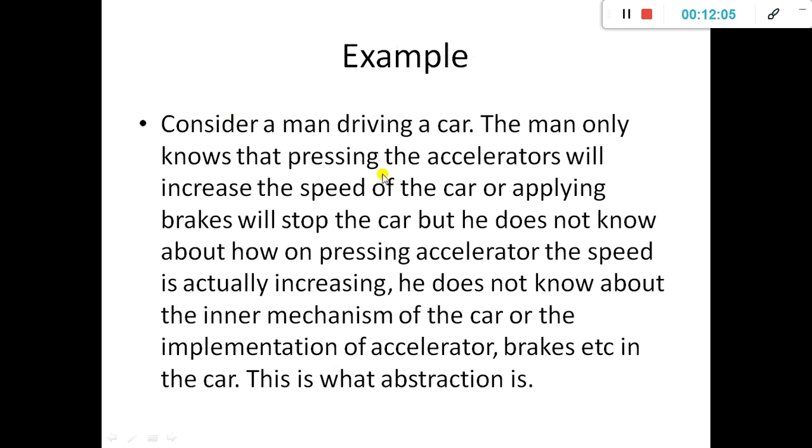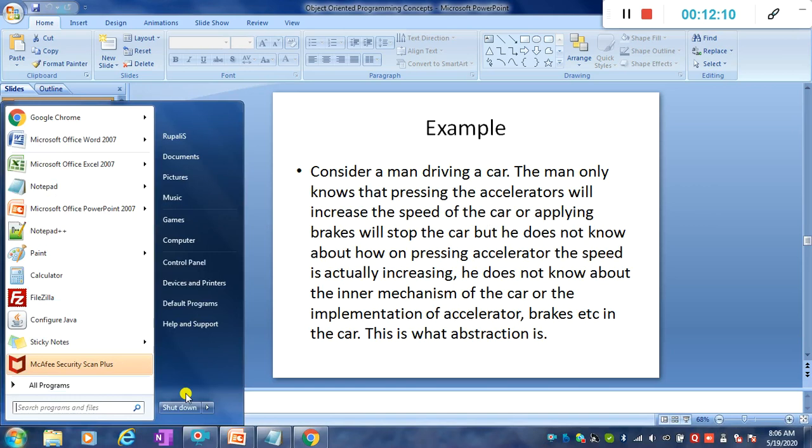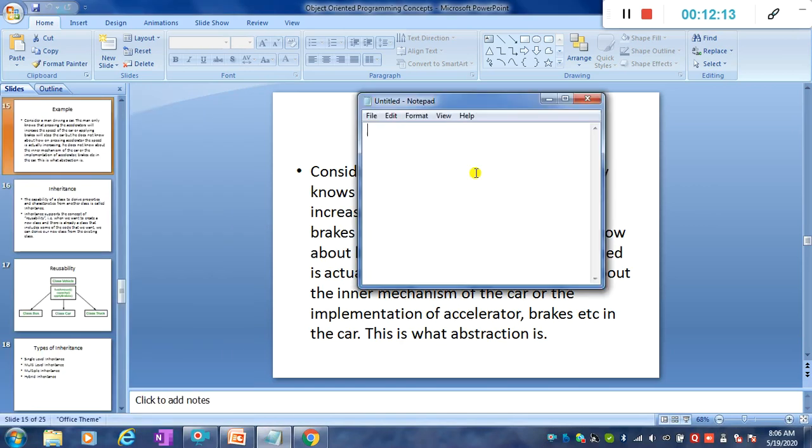So how do we do data abstraction? In object-oriented programming languages, we have certain keywords which help us do data abstraction. Those are public, private, protected. These are the three keywords which help us hide the data, or we have the power in our hand to decide how my data will be exposed to the outside world. We will see when we start programming how these keywords are actually used.